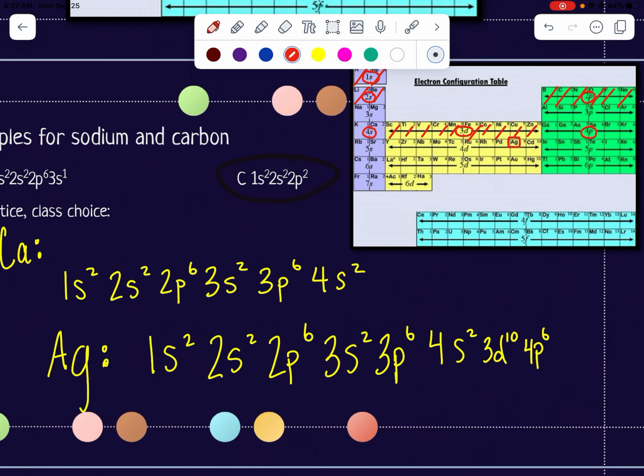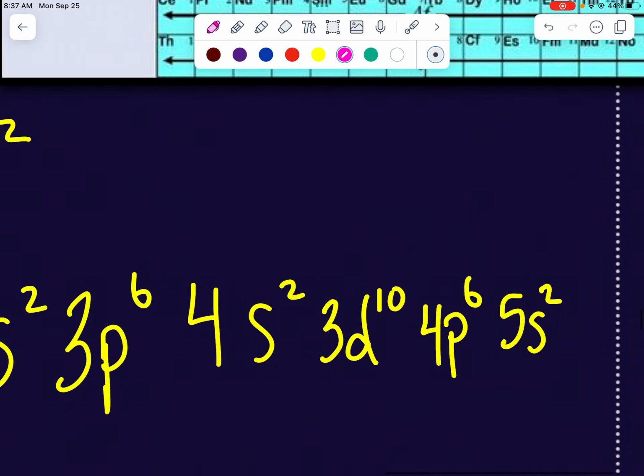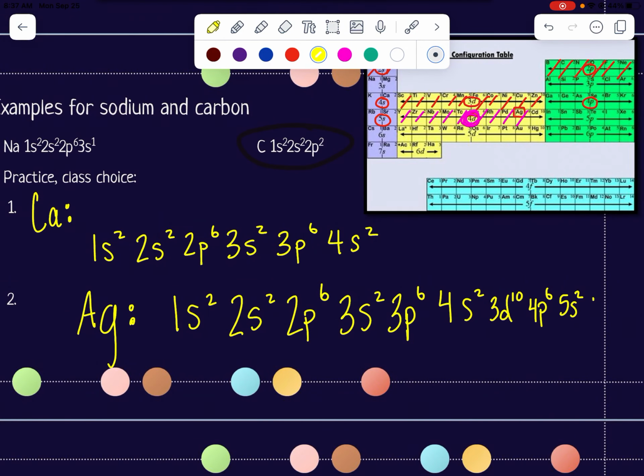Now we're on the final row where our element silver is. So I've got 5s with 2 across, so 5s2. And finally, 4d, but we don't want to go all the way across to 10 because silver is not the 10th element. So in the 4d level, I'm going to highlight or mark them in pink. Silver is number 1, 2, 3, 4, 5, 6, 7, 8, 9. So 4d9 is going to get us to silver. So that is how our answer is going to end, 4d9.